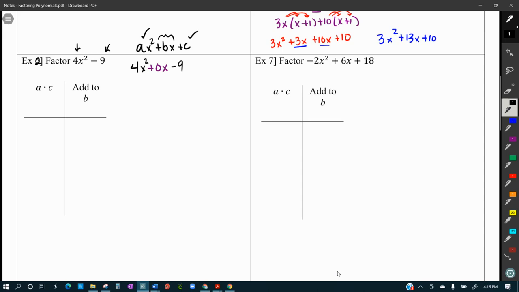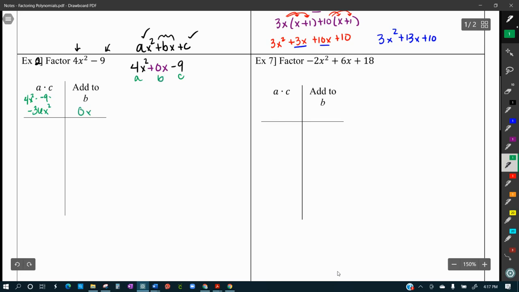And now that we have all three terms, we're going to approach this the same way we did number 1. So look for a GCF. Well, 4, 0, and 9, there are no like numbers that I can divide out of 4, 0, and 9. So we're stuck with what we've got. So let's multiply a and c. So remember, this is a and this is c. So 4x squared times negative 9 will give us a negative 36x squared. And I have to add up to be b, that middle number of 0x.